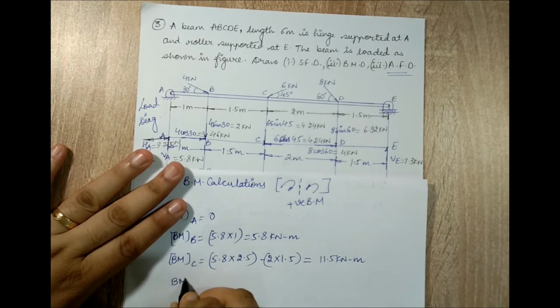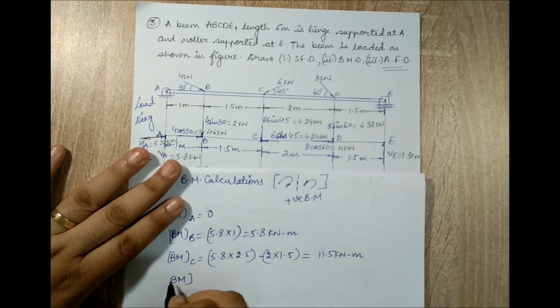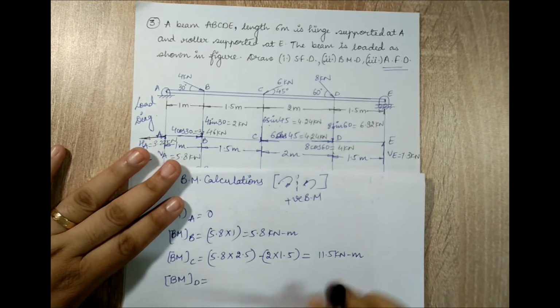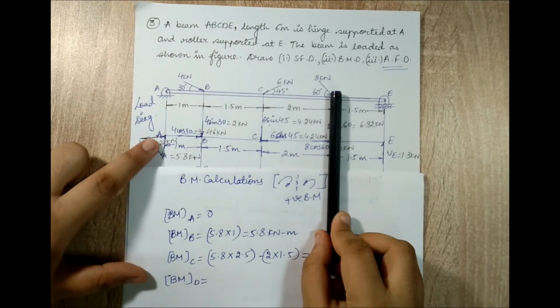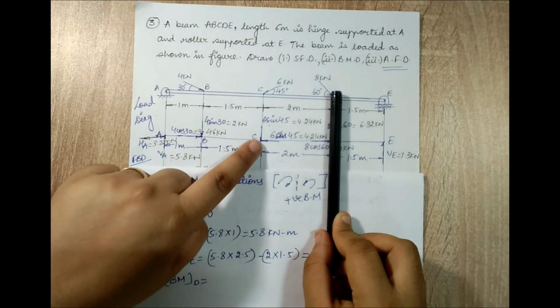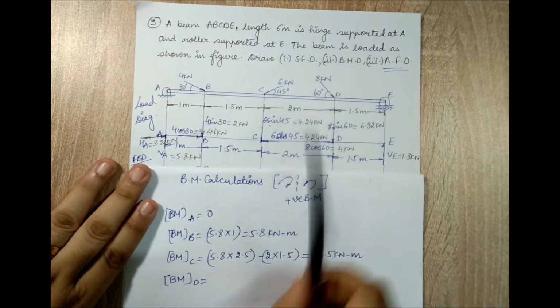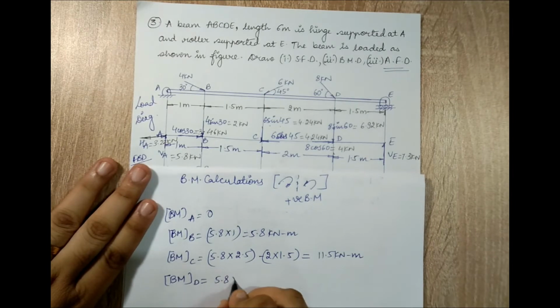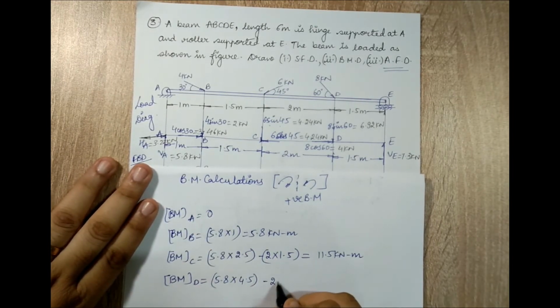Next I'll calculate the bending moment at D. When I stand at D, VA turns clockwise, 2 kilonewton turns anti-clockwise, 4.2 also turns anti-clockwise. So I'll have 5.8 into 4.5, I have minus 2 into 3.5 and I have minus 4.24 into 2.